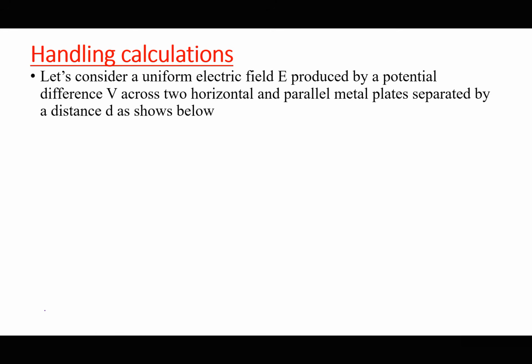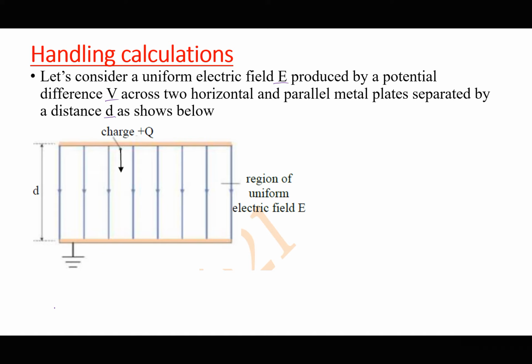Handling calculations. Let's consider a uniform electric field E produced by potential V across two horizontal and parallel metal plates separated by a distance d as shown here. Remember, we have already seen that the electric field strength is equal to the force acting on a unit charge. We have also seen that E is equal to V over d. This implies we should be able to play around with these two equations to come up with several expressions that we may need later on.